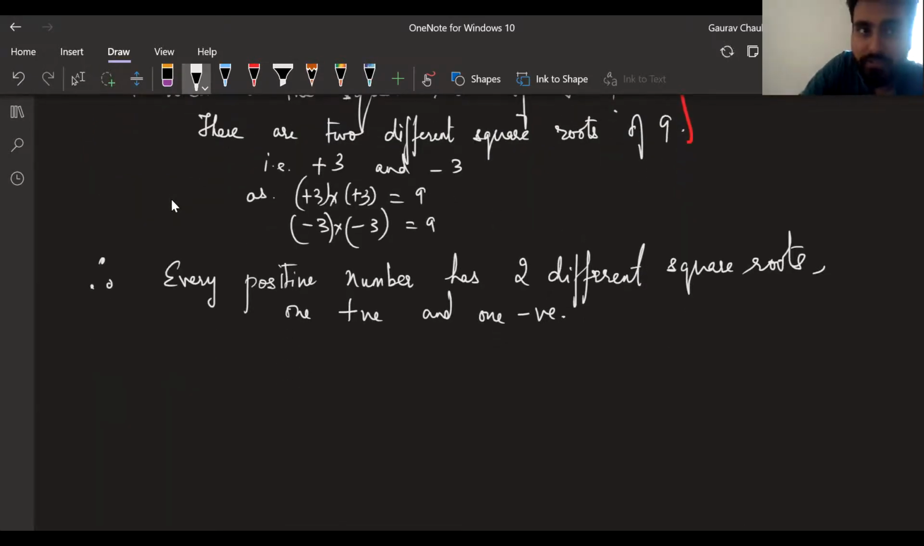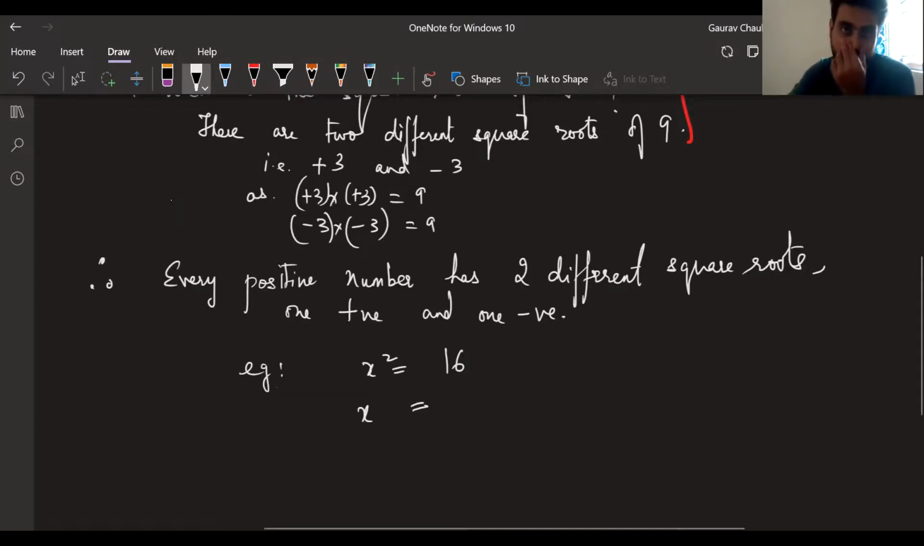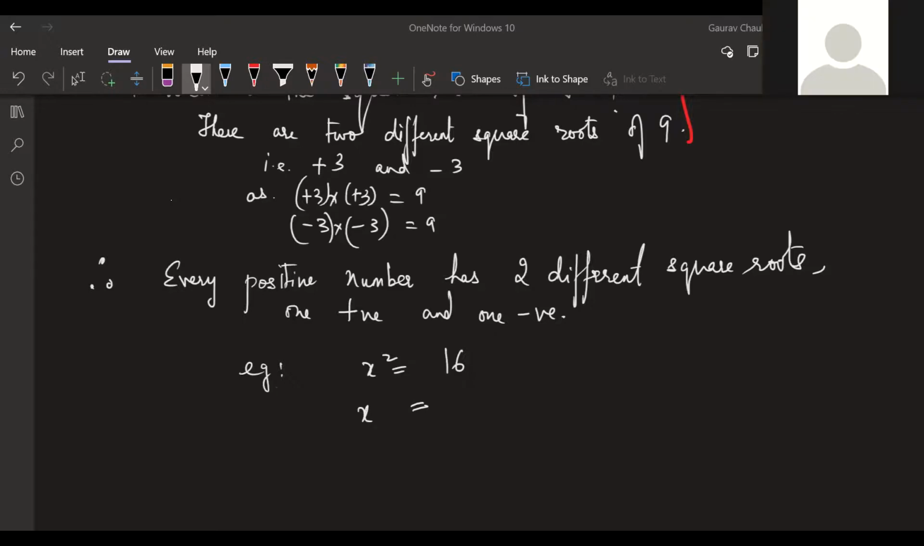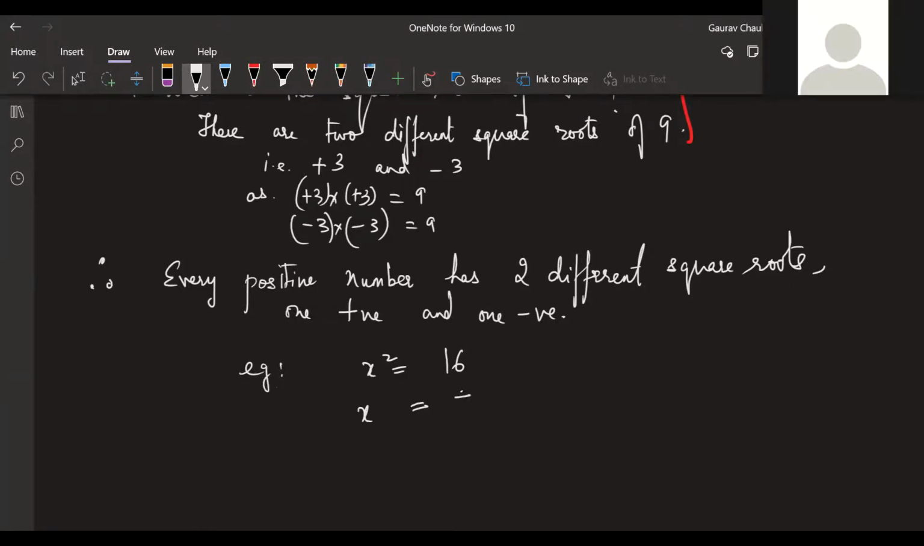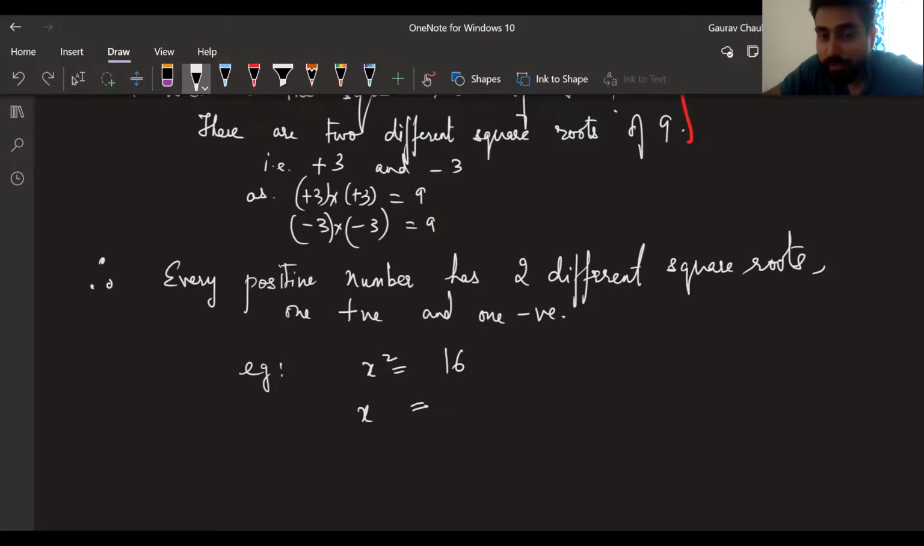What does this mean? This means, suppose I have, for example, x square equal to 16, what will x be equal to? Can you complete this, Deepak? Or go ahead, Manish. Only 4? -4. 4 and -4. So I'm going to write, x will be equal to plus or minus root 16. Okay, getting this? So x will be equal to plus or minus 4.